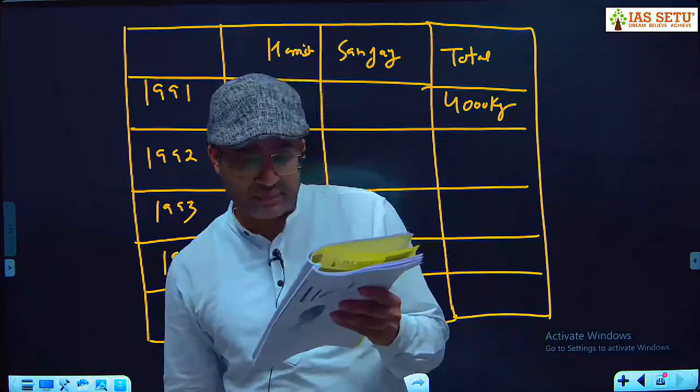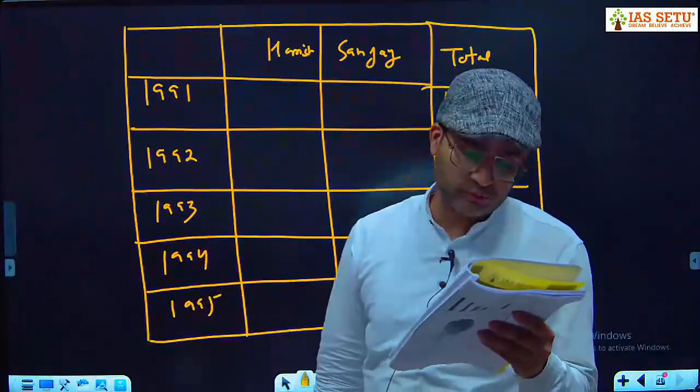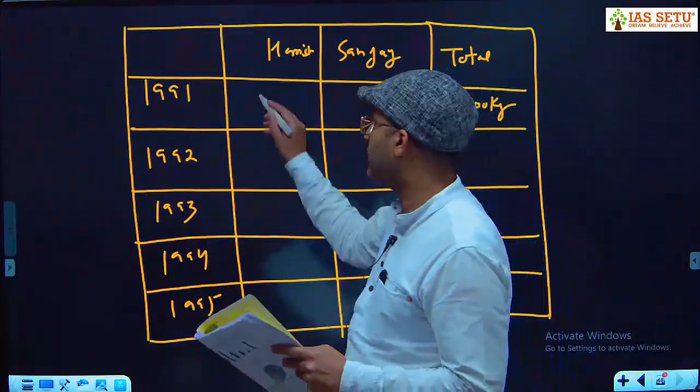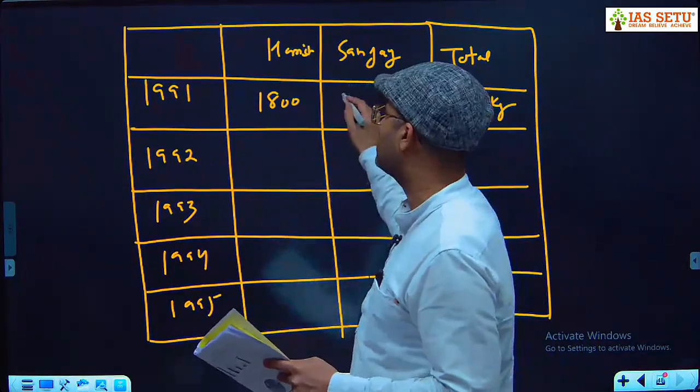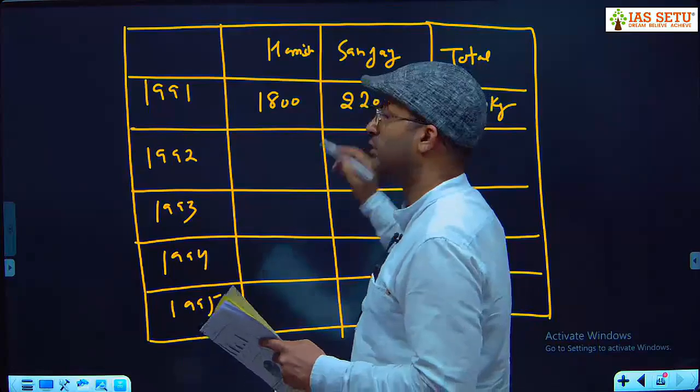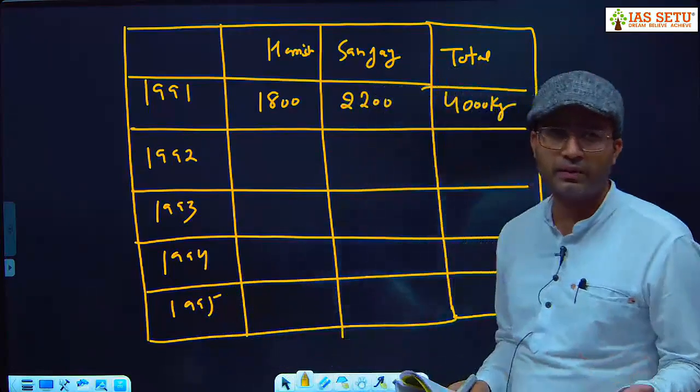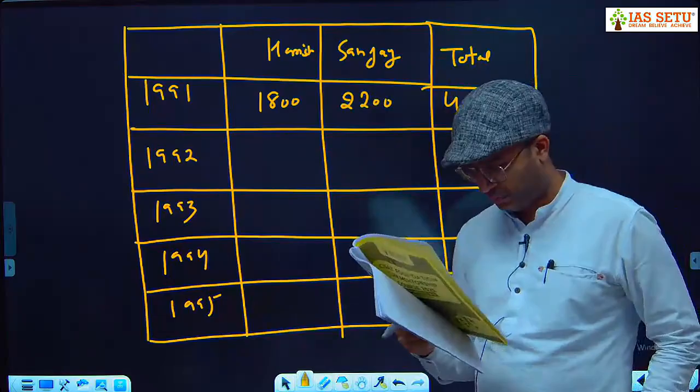Harish decides the proportion in which the total production would be shared. Harish retained 1800 kg, rest he has given to Sanjay. So it means 2200 kg he has given to Sanjay. Being elder brother, छोटे भाई को उसने ज़्यादा दे दिया.